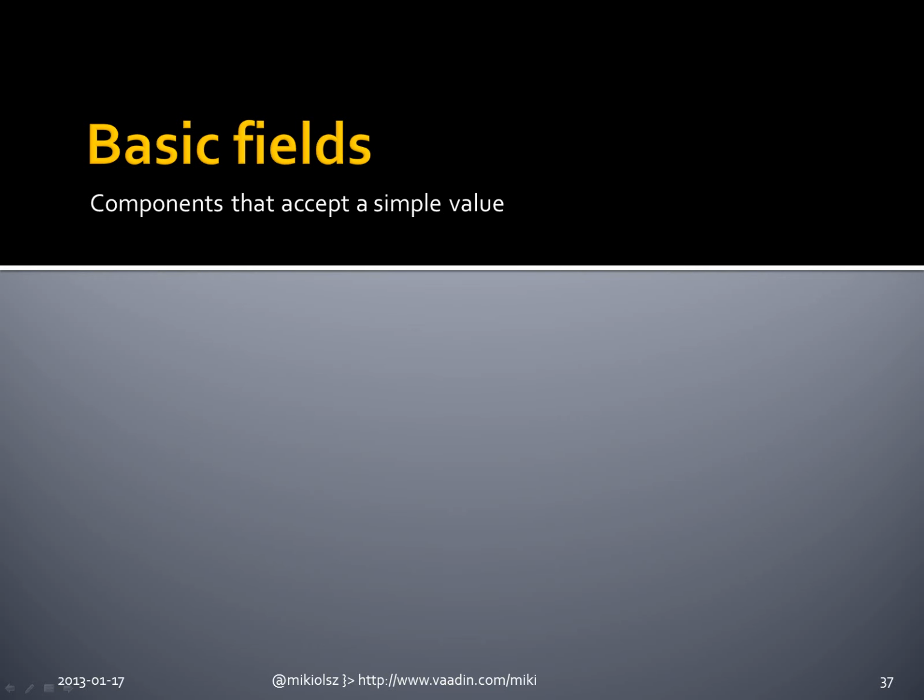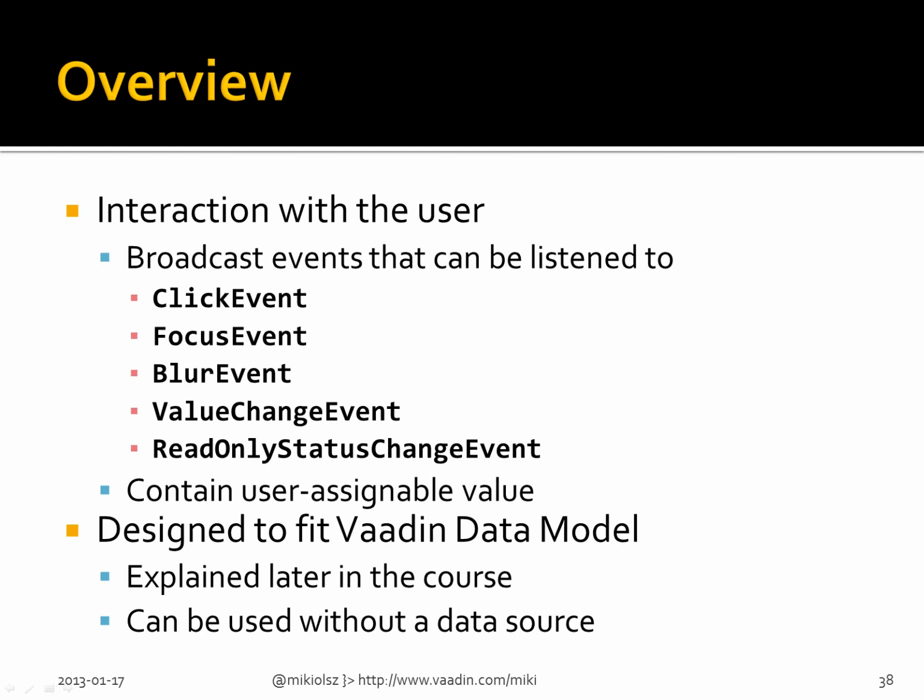The next group of components I'm going to talk about are basic fields, which are simple components that accept a simple single value. All fields allow some sort of interaction with the user, so they broadcast events that can be listened to, for example click events or focus or blur events. Of course, whenever a value is changed, a value change event is broadcast to all listeners. These components are designed to fit the Vaadin data model, although they can be used without a data source.